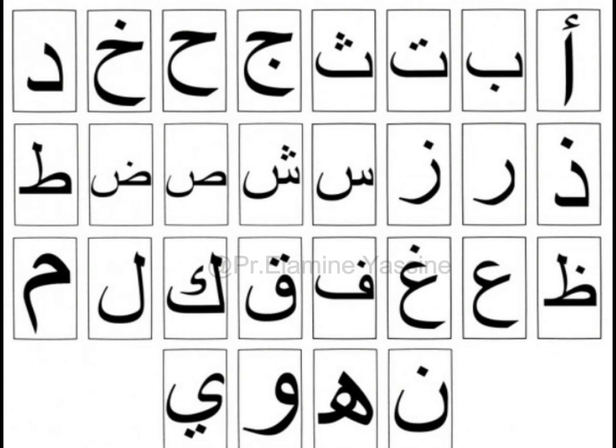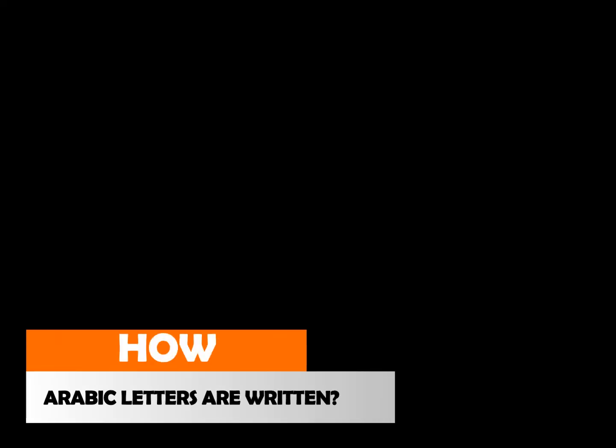Arabic doesn't have a case distinction. There are no uppercase or lowercase letters, as we have in English. When combined in words, most letters connect with one another, using slight modification to the basic letter forms. In Arabic, the letters are all consonants, but three of them also represent long vowels. So, how are Arabic letters written?